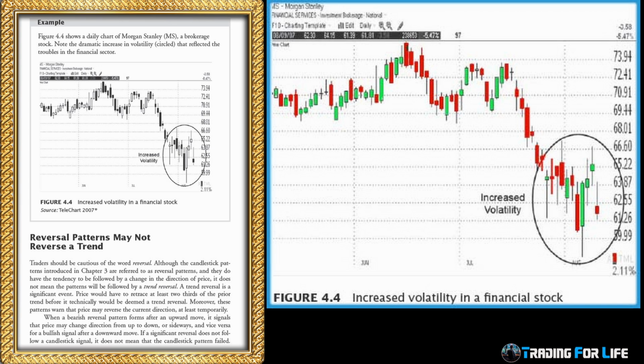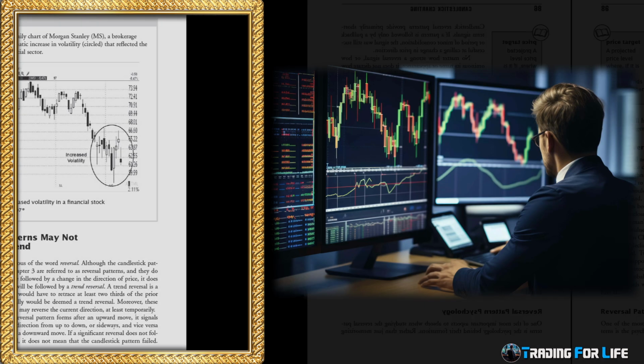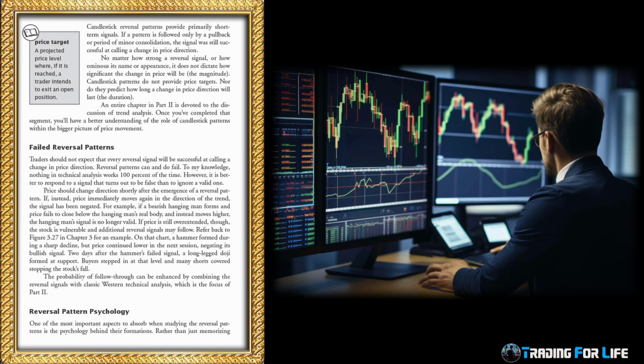When a bearish reversal pattern forms after an upward move, it signals that price may change direction from up to down or sideways, and vice versa for a bullish signal after a downward move. If a significant reversal does not follow a candlestick signal, it does not mean that the candlestick pattern failed. Candlestick reversal patterns provide primarily short-term signals. If a pattern is followed only by a pullback or period of minor consolidation, the signal was still successful at calling a change in price direction.